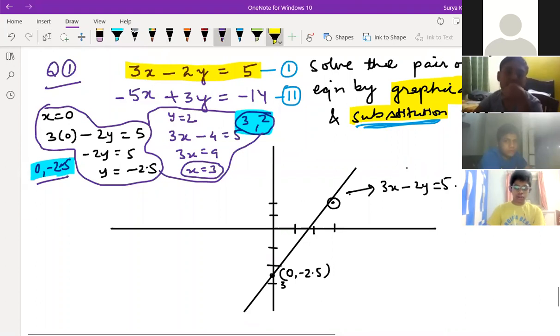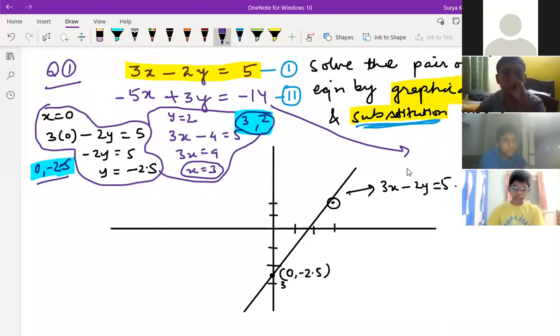What to do? Same way you can do. For the second one, what can we take here, children? If x is equal to 0, you'll get 14 by 3. This is also an awkward answer you're getting, right? So what should you put? Nihar, tell me. What should you put for x so that you'll get a proper y?